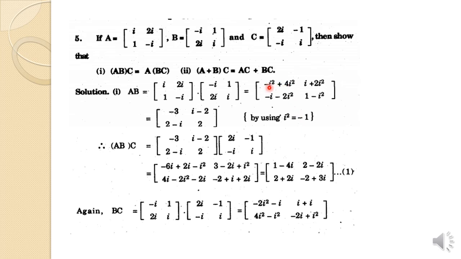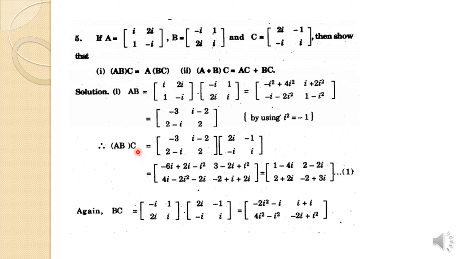So iota square is minus 1, minus 1 into minus 1 plus 1 and minus 4, then you will get minus 3, and iota remains the same. And what is the value of iota square? Minus 1, so 2 into minus 1, minus 2, and here minus iota remains the same, and the value of iota square is minus 1, so minus minus plus, it means 2 plus 2, so 2 plus 2 minus iota. And in the last, 1 minus iota square, the value of iota square is minus 1, so minus minus plus, so 1 plus 1, 2. This is the answer of AB.